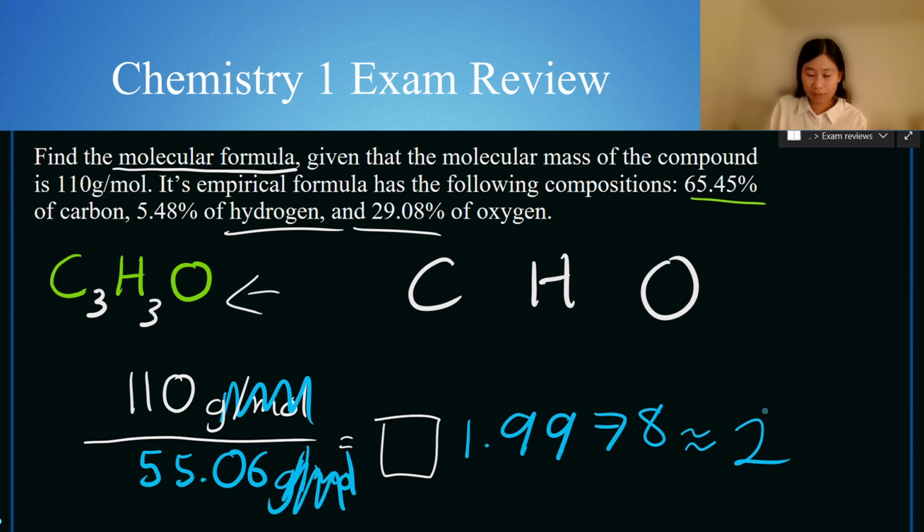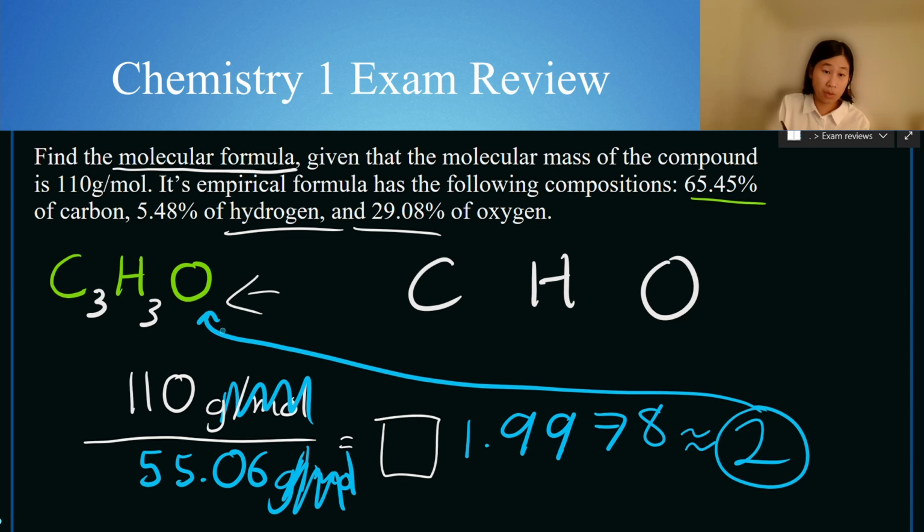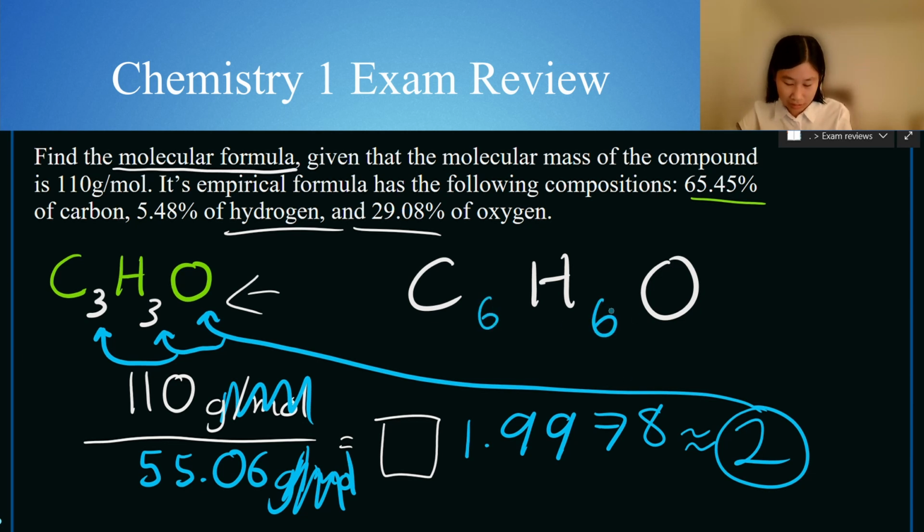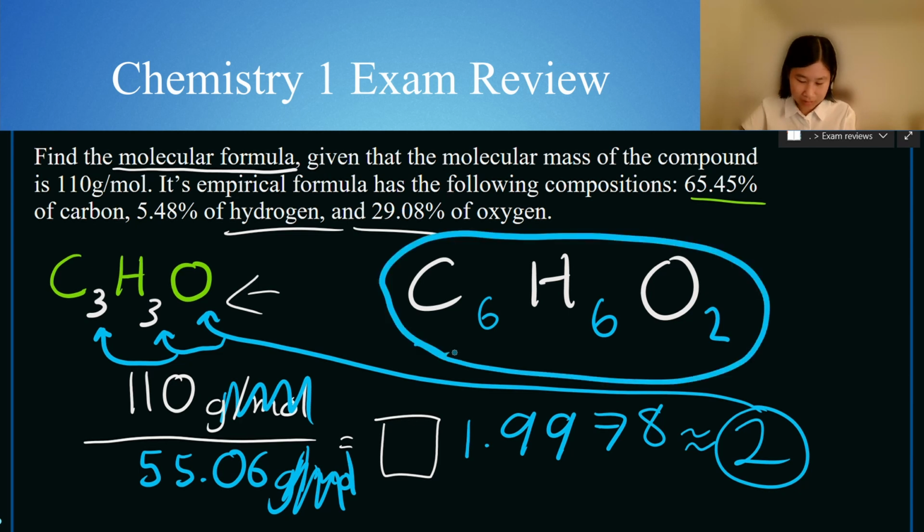We're going to multiply this 2 by the 1 for the subscript of oxygen, by 3 for the subscript of hydrogen, and by 3 again for the subscript of carbon. So let's get our new subscripts. 2 times 3 is 6, 2 times 3 again is 6, 2 times 1 is 2. Therefore, our molecular formula should look like this: C6H6O2.